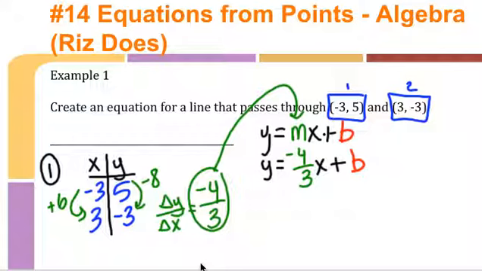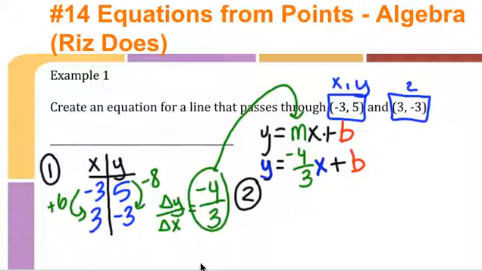So here's my second big step. My second big step is that I'm going to take one of these two points, either (-3, 5) or (3, -3), and substitute it in. Okay, so I'm going to go ahead and choose this one. And I know that my x value is -3 and my y value is 5. So all I'm going to do is replace that for my y value here and my x value here.